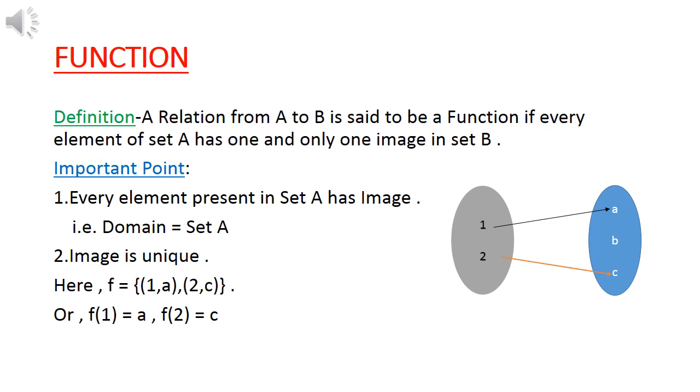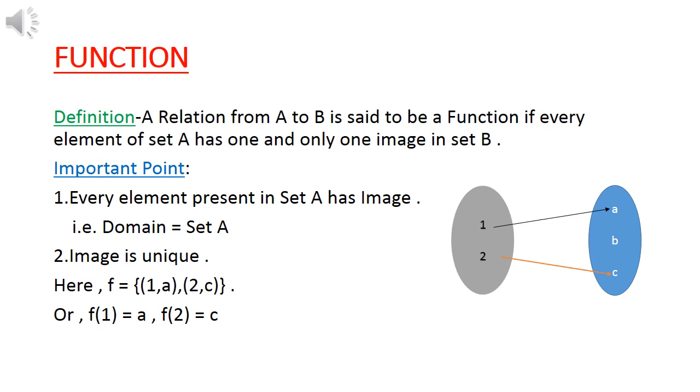Now we divide this definition into two parts. What is the first part? That is the important point. Every element present in set A has an image. That means set A is equal to the domain. And the second point is that the image is unique. It means each element has one image.